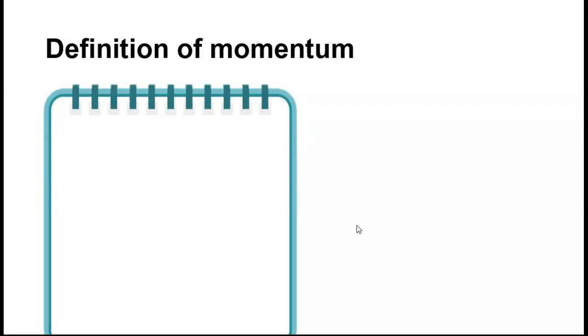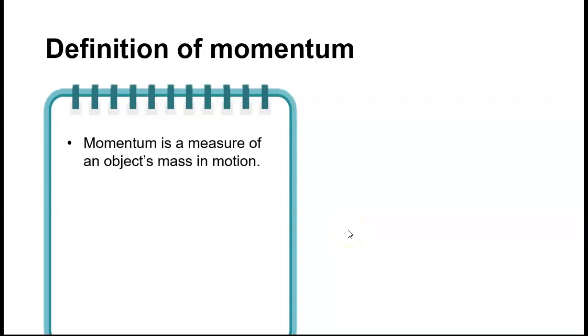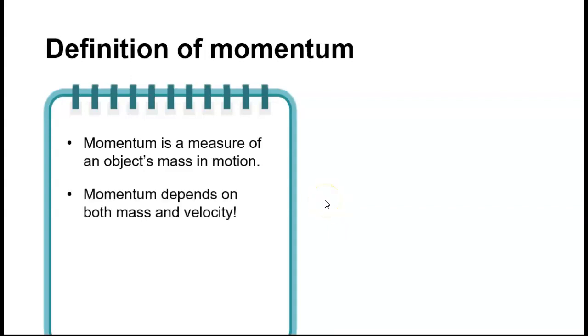All right, let's look at momentum. What exactly is momentum? You might think of something and say, wow, that really has some momentum. But from a physics standpoint, momentum is a measure of an object's mass and motion. And momentum depends on both mass and velocity. In fact, momentum is equal to mass times velocity.